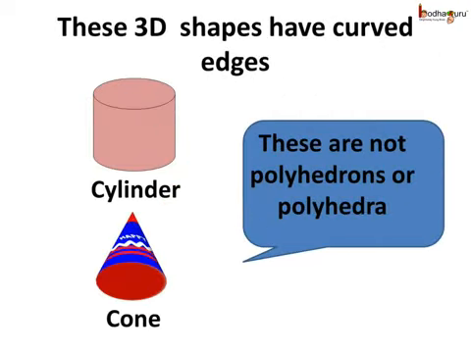Look here, these 3D shapes have curved edges and even their faces are not similar. Hence, we can say these are not polyhedrons or polyhedra, the plural of polyhedron.